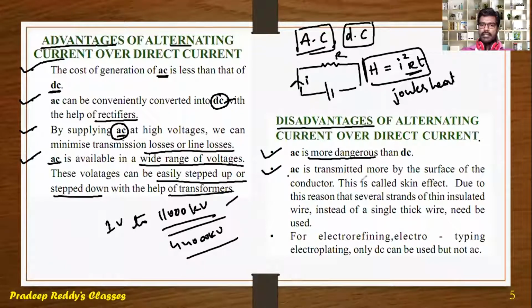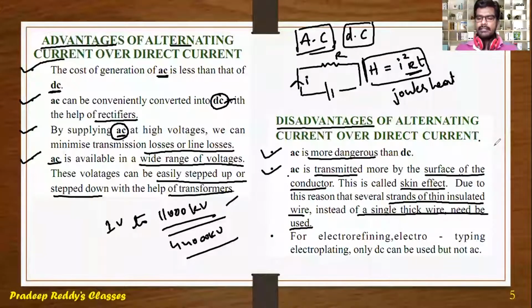Second disadvantage is AC is transmitted more by the surface of the conductor, and this is called skin effect. Due to this reason, several strands of thin insulated wire instead of a single thick wire need to be used. So AC is always transmitted through the surface of the conductor. Therefore, this effect of alternating voltage or current flowing on the skin of the conductor is said to be skin effect.